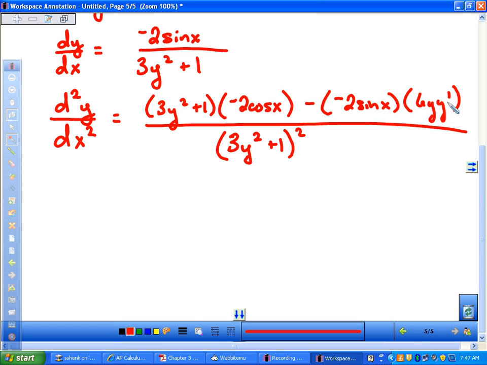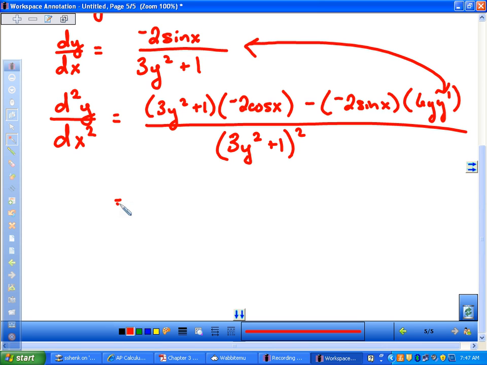And one substitution. What are we going to replace this y prime with? What does y prime represent? The first derivative. Yeah, we are going to substitute that right in there for it. We don't want the second derivative in terms of the first derivative. We want it still in terms of x and y. So we've got to make that substitution.